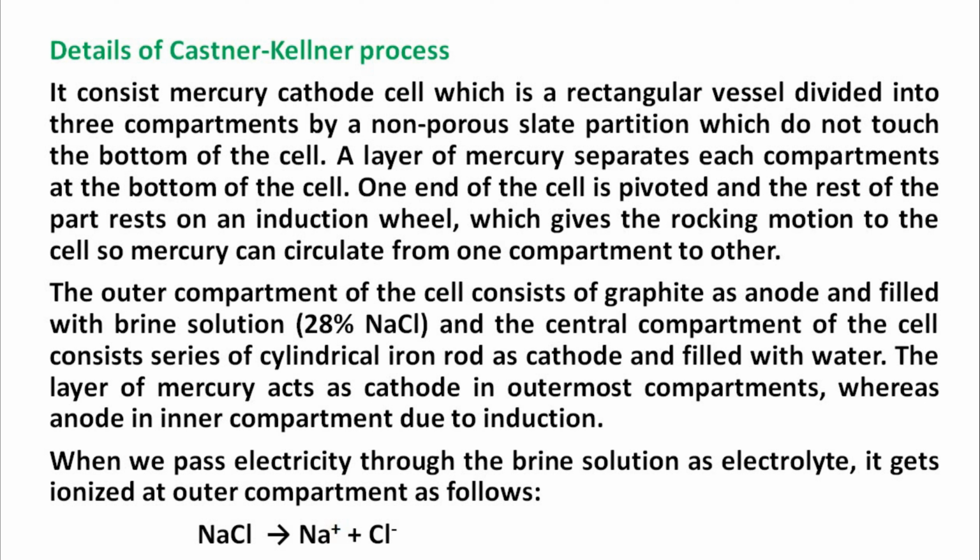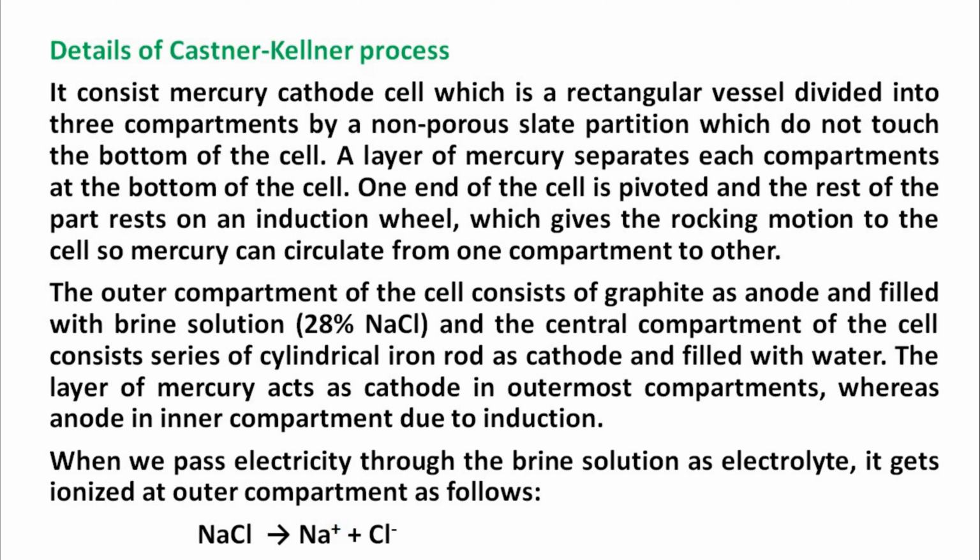The outer compartment of the cell consists of graphite as anode and is filled with brine solution, 28% NaCl, and the central compartment of the cell consists of a series of cylindrical iron rods as cathode and is filled with water. The layer of mercury acts as cathode in the outermost compartments, whereas anode in the inner compartment due to induction. When we pass electricity through the brine solution as electrolyte, it gets ionized at the outer compartment as follows.